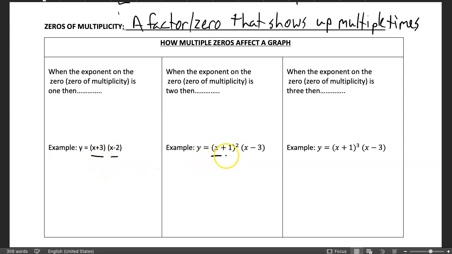In this next example, x plus 1 shows up twice, so that means that this is going to have a multiplicity of 2. In this third one here, x plus 1 shows up 3 times, so it has a multiplicity of 3. Now when the exponent on the 0 of multiplicity is 1, then near that 0, it'll act like a line.